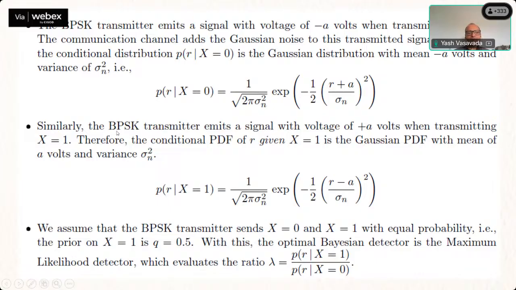Same way, if we want to determine the conditional PDF of R given x equal to 1, then it follows a similar formulation, except the mean now changes from minus A to plus A. In this equation where my mouse is, the first equation, the mean is minus A. Here the mean has become plus A. That is the only thing that has changed, because all the other aspects of the noise don't change.